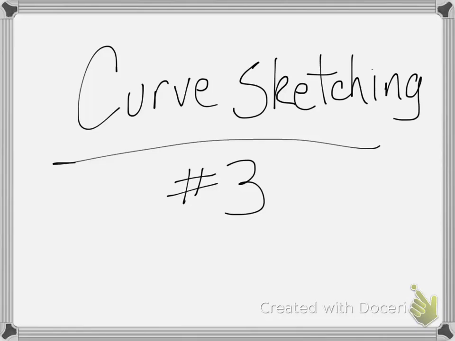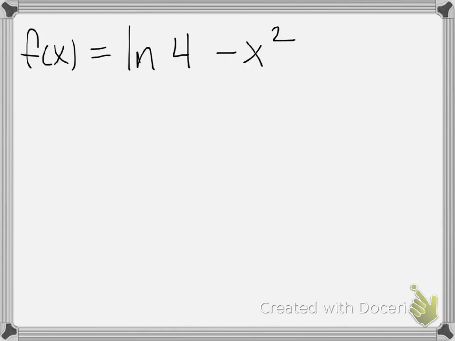This is curve sketching for the third problem that we had on our review sheet. We were given the function f of x is equal to ln of 4 minus x squared. Same as before, we'll go through, find zeros, and all that good stuff.